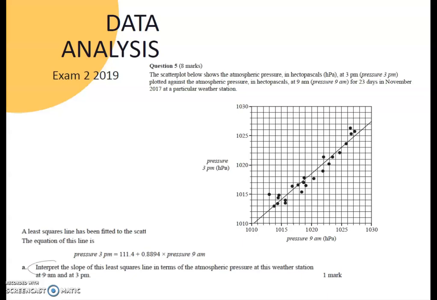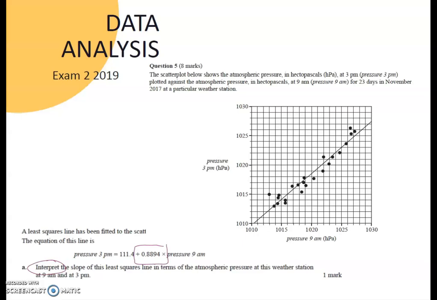Quite often we find questions where it asks us to interpret challenging. Interpret means you have to give meaning to. It's not simply just stating the value. So here, if we're interpreting the slope, and our slope from our equation is 0.8894, we want to write a sentence that relates the 2 variables and that slope.